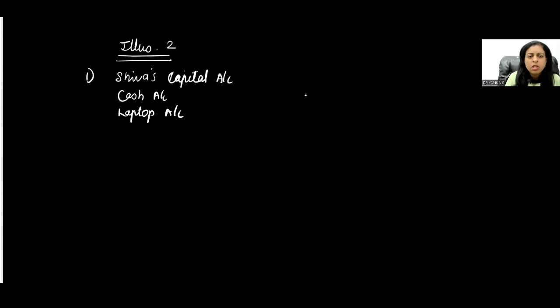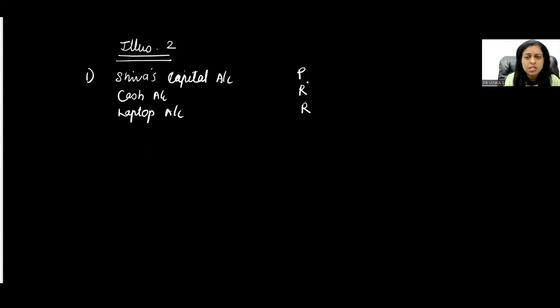Okay. Now Shiva's capital account is a personal account, we know that cash is a real account. And what about laptop? Laptop is an asset, so asset accounts are real accounts. Now here you will see one is personal and there are three parts of this same transaction, right? Now let's see what is debit and what is credit.